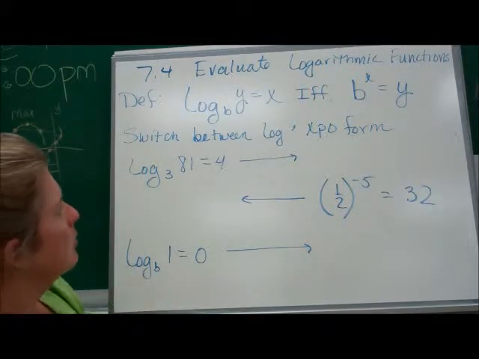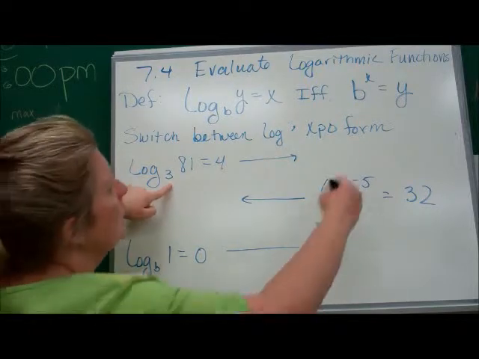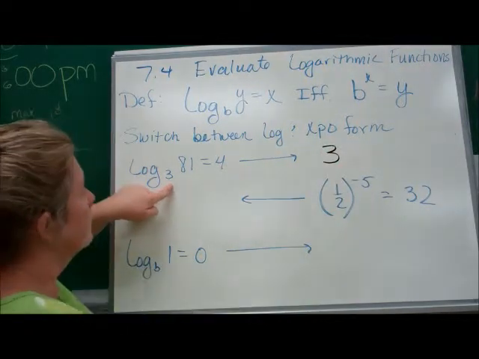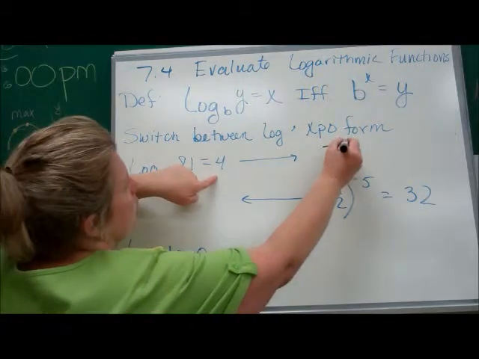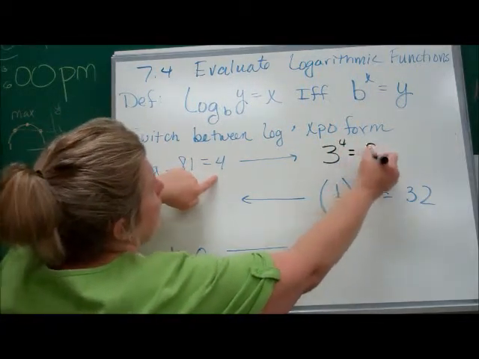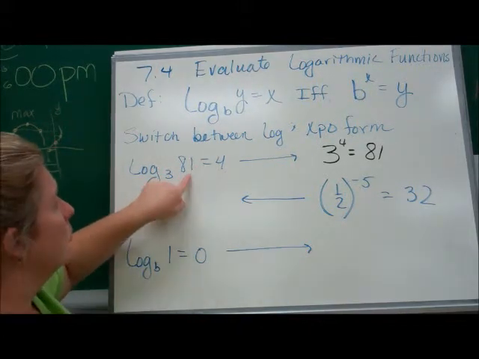So here we've got log base 3 of 81 equals 4. If I want to switch that to exponential form, we start with the base. The base is 3, to the power of 4, so 3 to the 4th power equals 81.